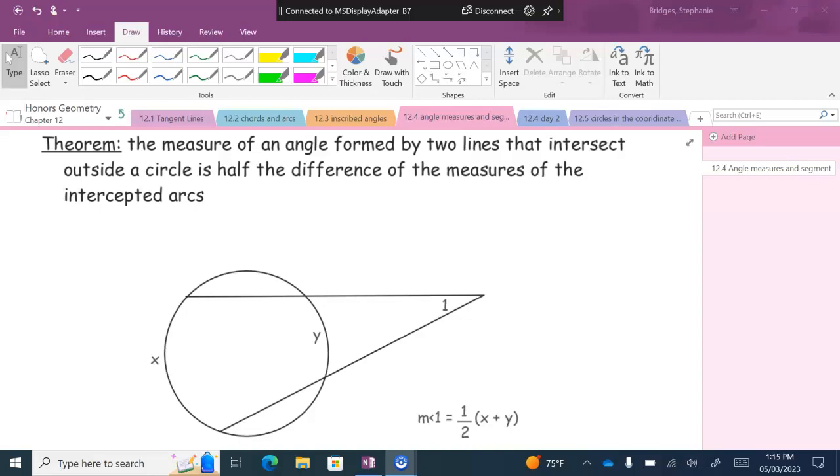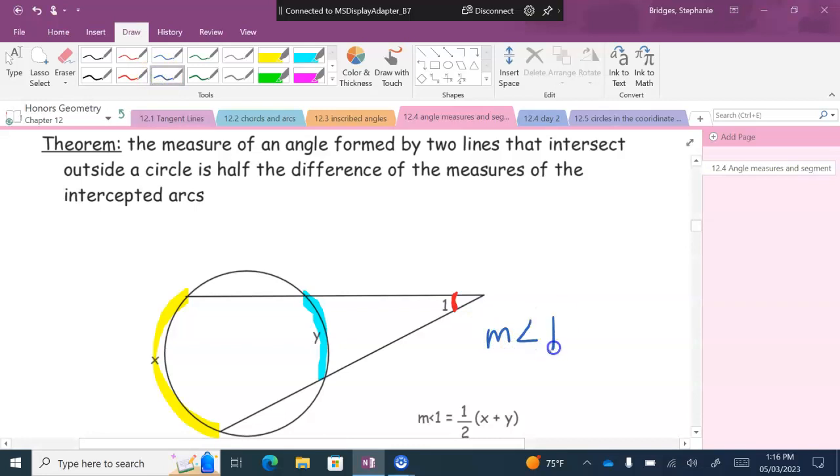All right, so my angle 1 is outside of my circle. It is this angle right out here. That's what I'm trying to find the measure of. Its intercepted arcs: the bigger one is always going to be the one on the far outside. And then we're going to subtract the smaller one, that's the one on the inside. And we're going to take half of it.